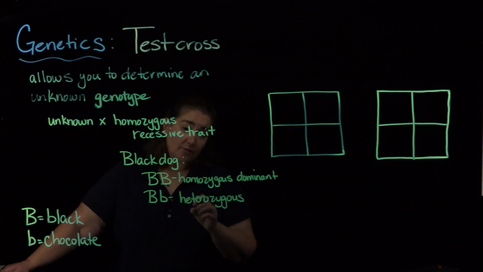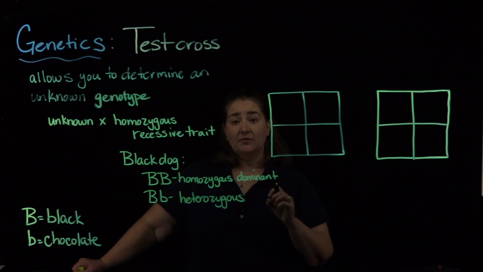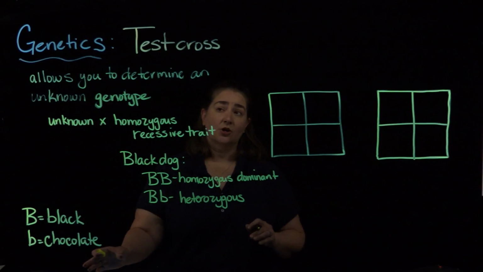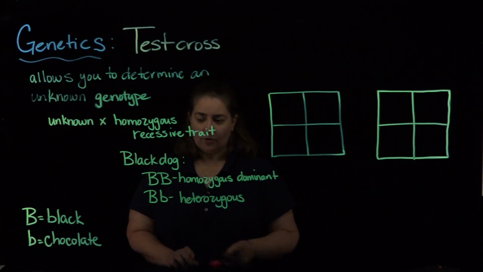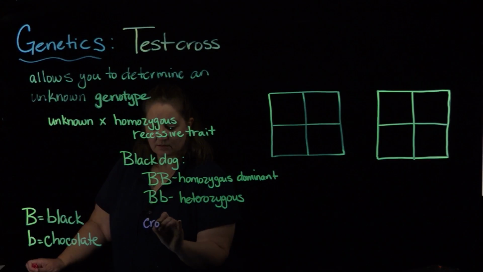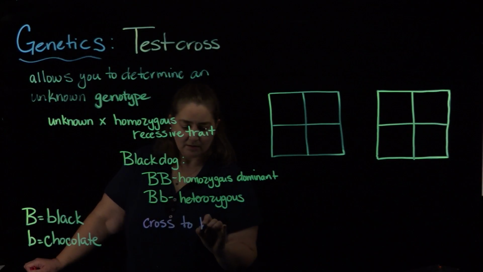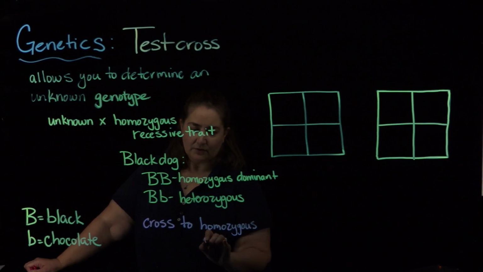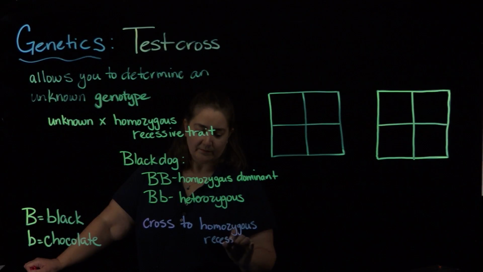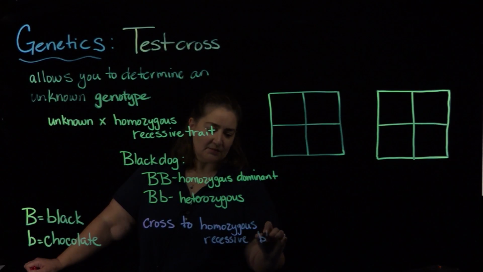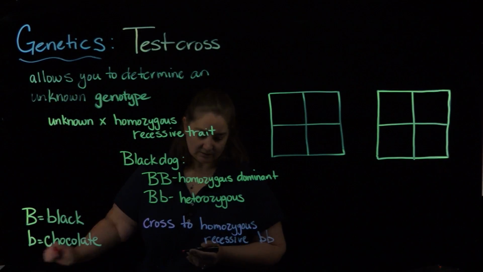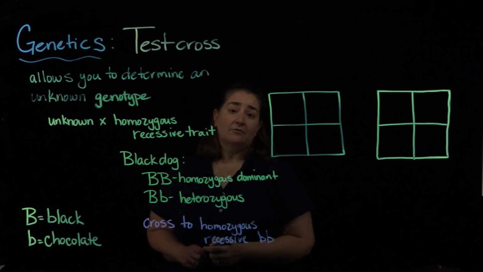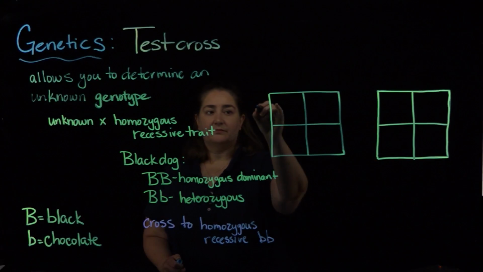And the way we could determine the genotype of that particular dog would be by crossing the black dog to a chocolate dog. So we want to cross to the homozygous recessive. In this case, genotypically, we would put that as little b. So I have two Punnett squares here, and from that we can predict what will happen.